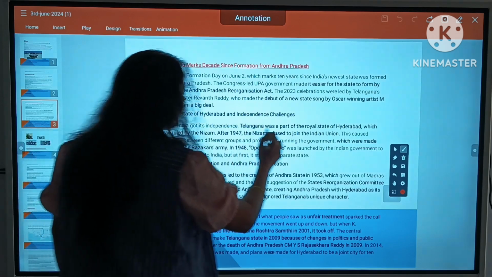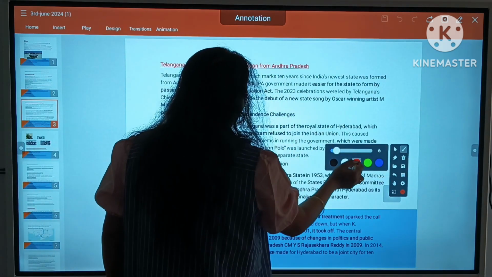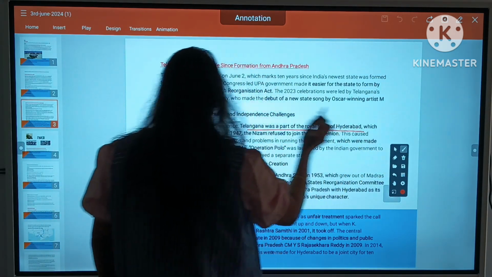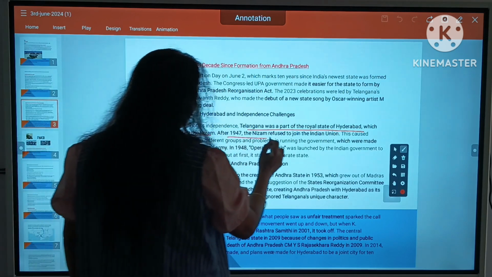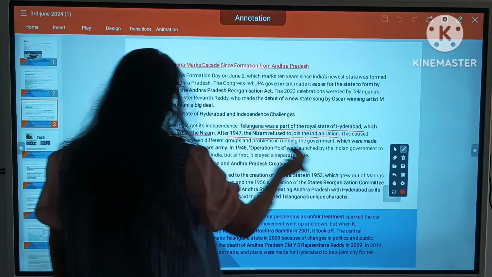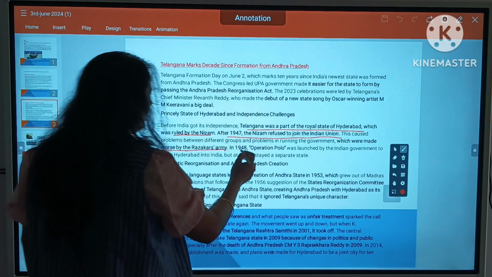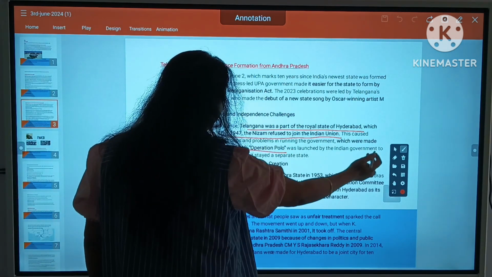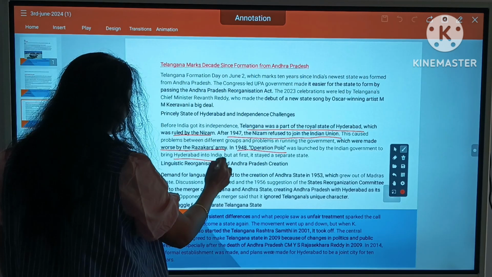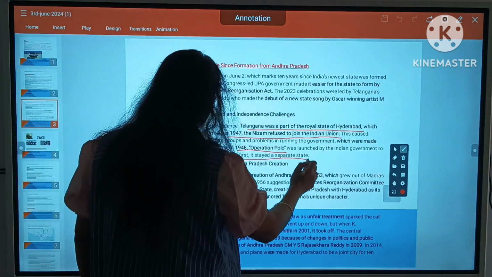Okay, Telangana was part of the Royal State of Hyderabad. Okay, it was ruled by Nizam. After 1947, Nizam refused to join the Indian Union. The situation became worse because of Rajakar army. In 1948, Operation Polo was launched by the Indian government to bring Hyderabad into India, but at first it stayed as a separate state.